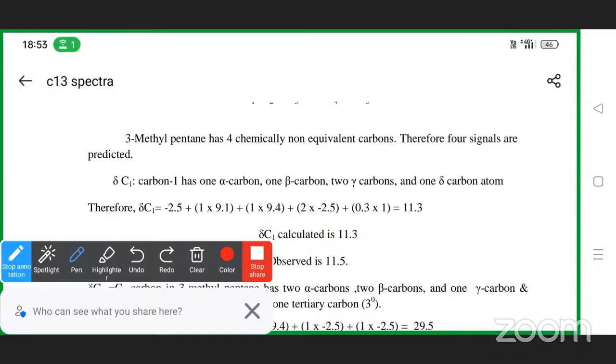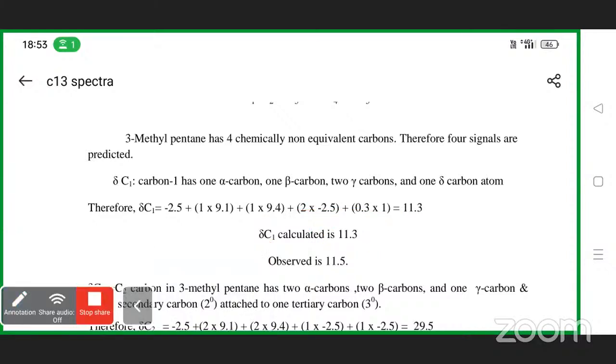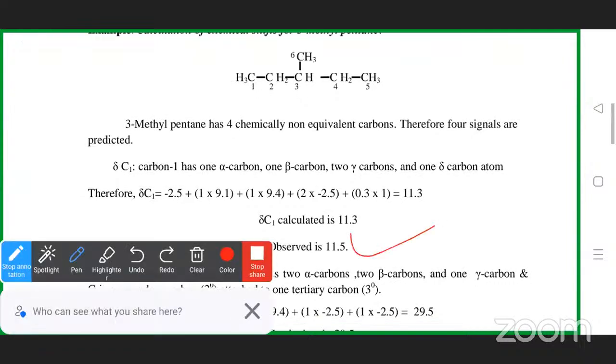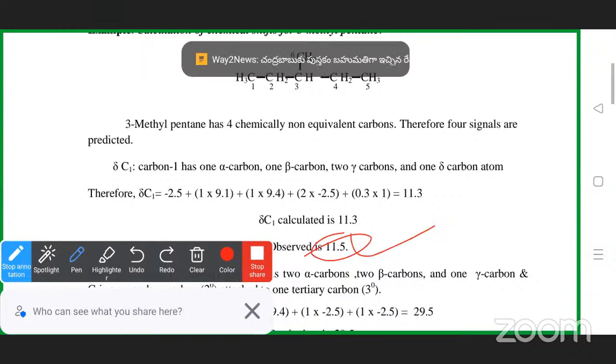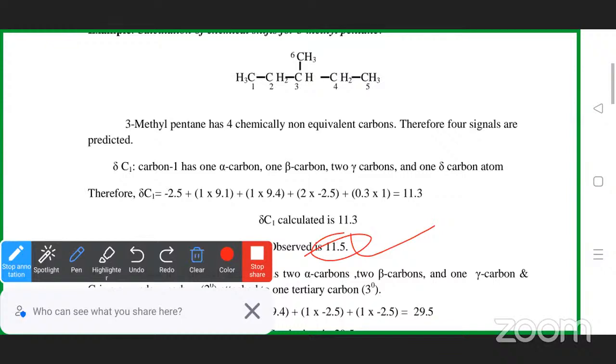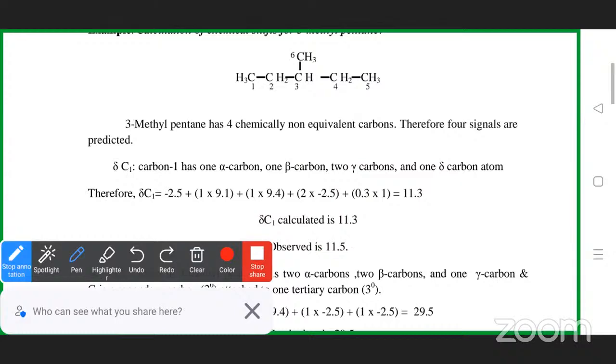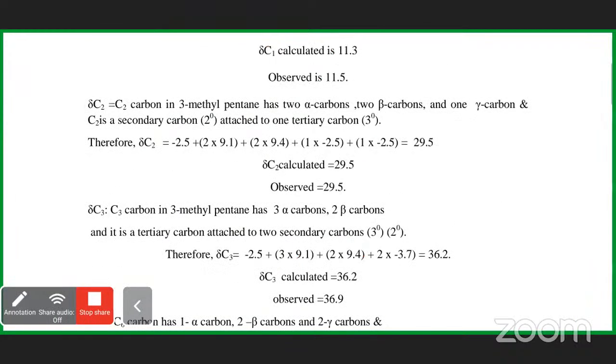And when you do the experiment, we got 11.5 here. So it is a very reliable, coincident value, with very little difference. This is the experimental value, and this is your calculated value. There is a slight difference of 0.2 here, so this calculation is valid.